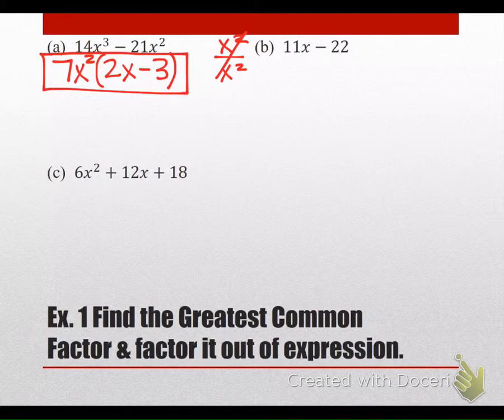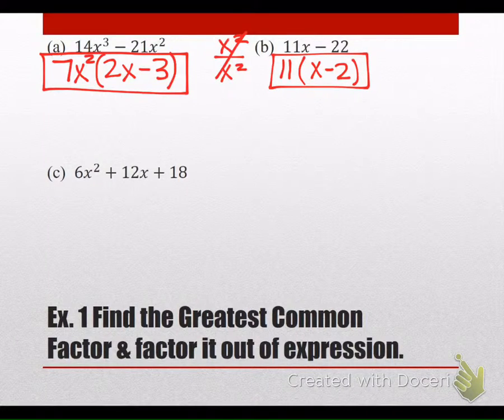Okay, any questions? All right, letter B. Alana, what's our GCF for letter B? 11. No x this time? We're not pulling out an x this time. Why not? Very good. The second term does not have an x in it, so I cannot pull out an x. So Alana, when you divide, what do you get? 1 what? Good. So x and negative 22 divided by 11? Negative 2. And there's our final answer.